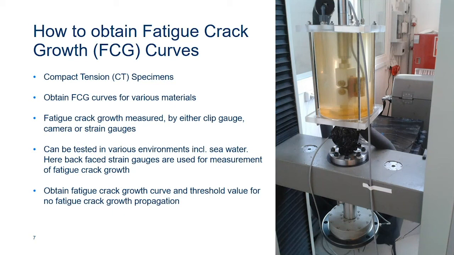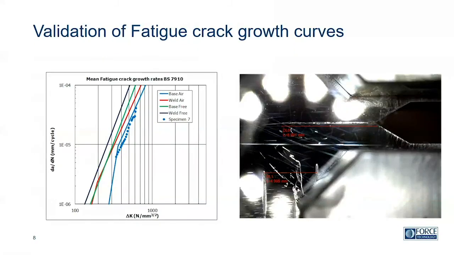where you generate a fatigue crack growth curve, which can be seen on the left photo, this is also from the project. You see the light blue curve is for base material in air. And the blue dots are for the specimen called specimen 7. And as can be seen, the dots are a little to the right of the curve, but there is some kind of scatter in the results from this. But in general, it looks quite good. That's how the fatigue crack growth curve would look.